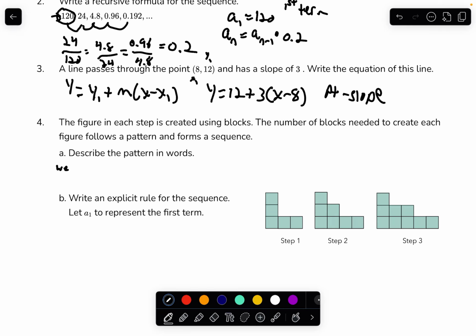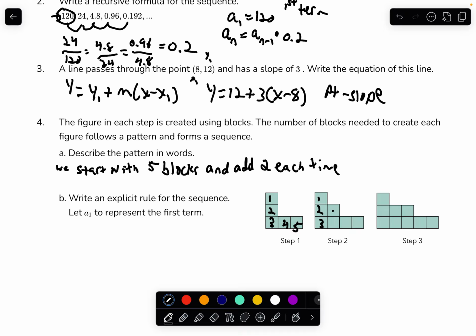We start with 5 blocks. Remember, this is 1, 2, 3, 4, 5. Okay, and add 2 each time. Because this one's 1, 2, 3, 4, 5, 6, 7.